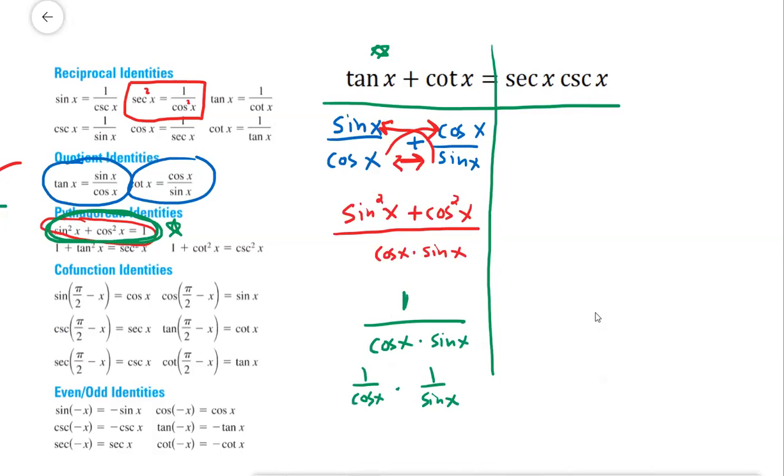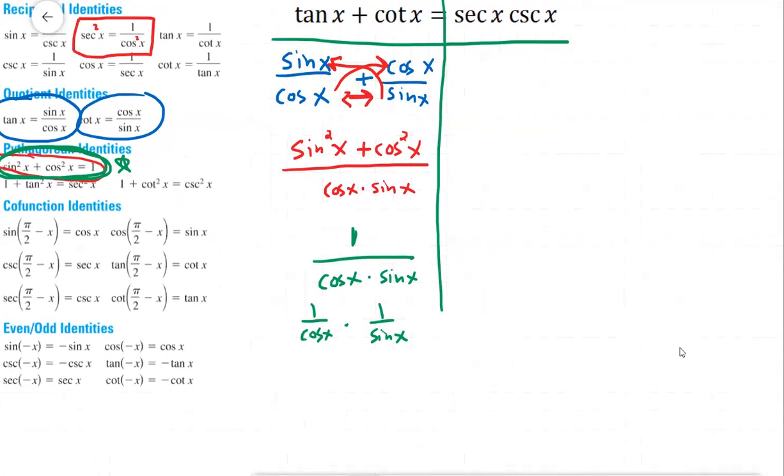Now, let me just move down just a little bit here. Guys, 1 over cosine. Look up here, 1 over cosine, right there again in that box. That's secant. Times 1 over sine. Well, 1 over sine is right here. That's cosecant. There you go. We've proven it. Look, right there. That matches this. So we say, therefore, the left-hand side equals the right-hand side.